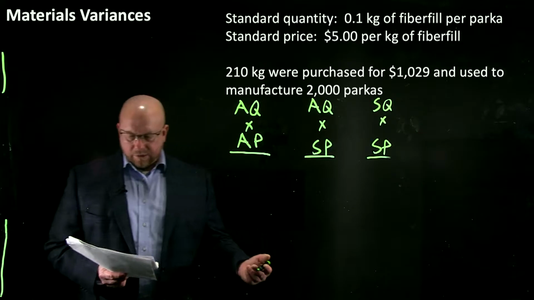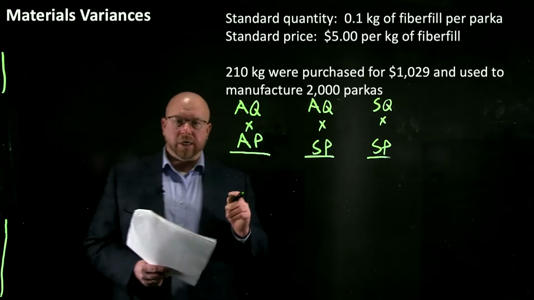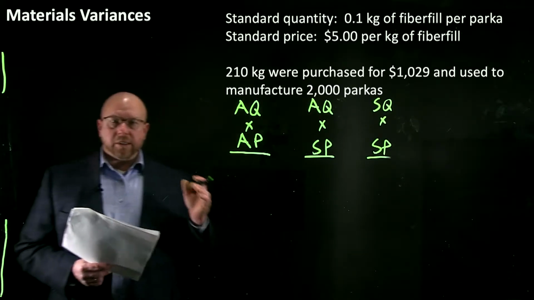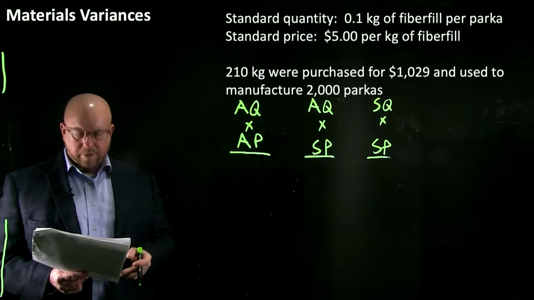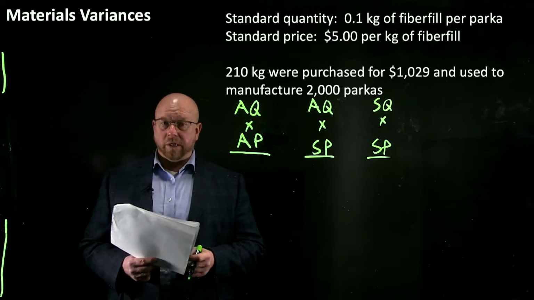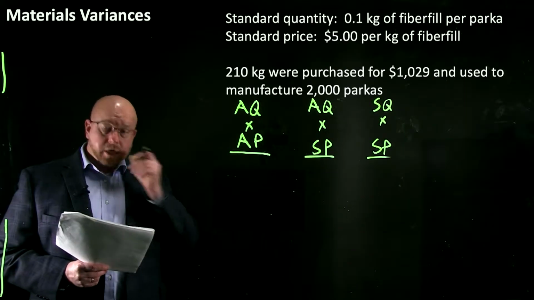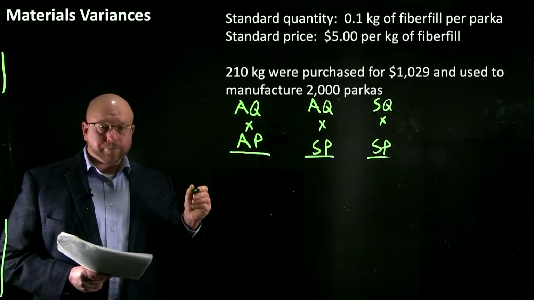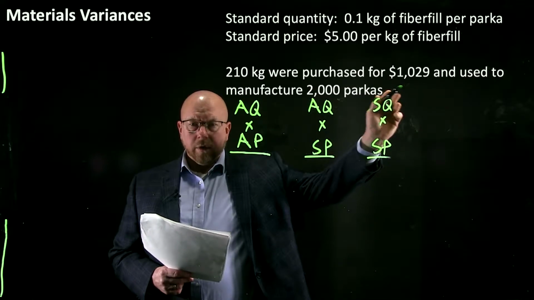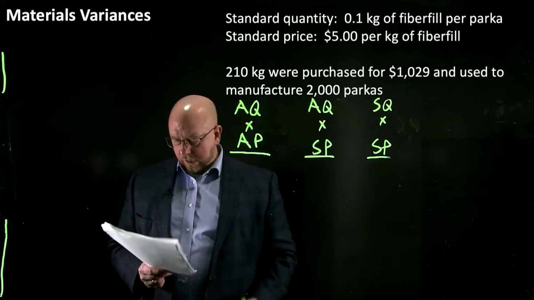Let's calculate the materials variances. So let's look at this scenario. We're making parkas. The standard quantity is 0.1 kilogram of fiber fill per parka. So we make a parka, it's supposed to take 1/10 of a kilogram of this product. And the standard price is $5 per kilogram. Now, what we're seeing here is that we spent $1,029 to purchase 200 kilograms of raw material to make 2,000 parkas.